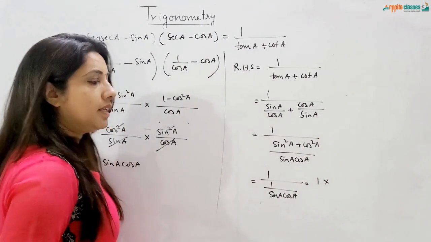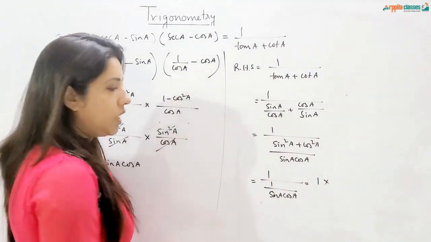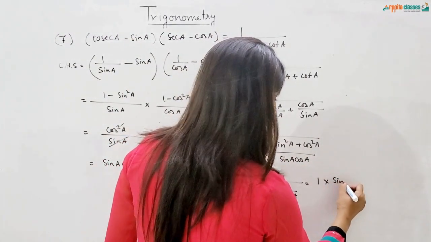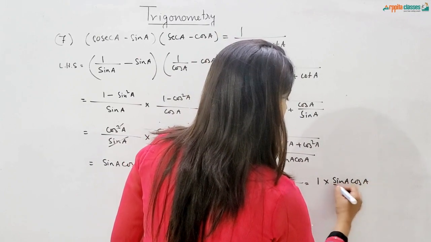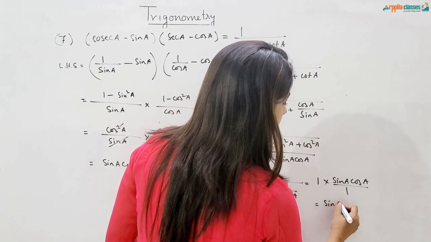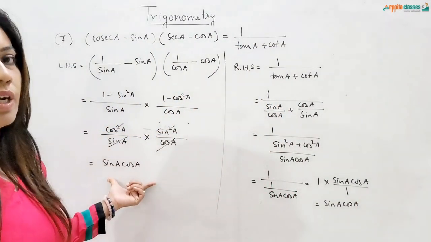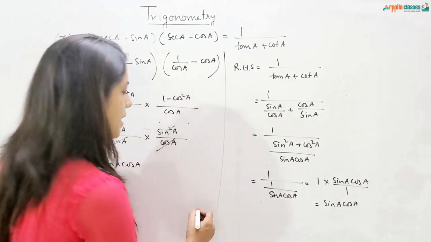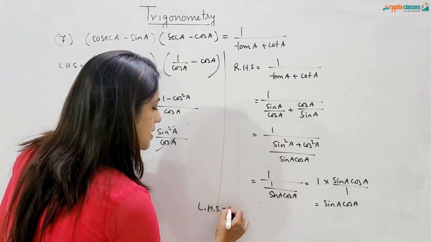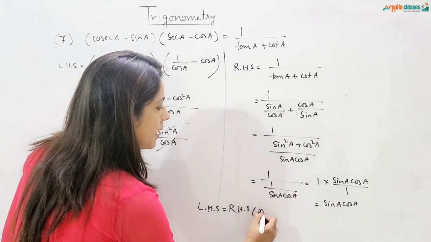So we'll apply the rule of division. 1 into the denominator gets reciprocated, sin A cos A upon 1. So finally we get sin A cos A. So we can see after processing the left hand side we get sin A cos A, right hand side also we get sin A cos A. So we can write left hand side is equal to right hand side, proved.